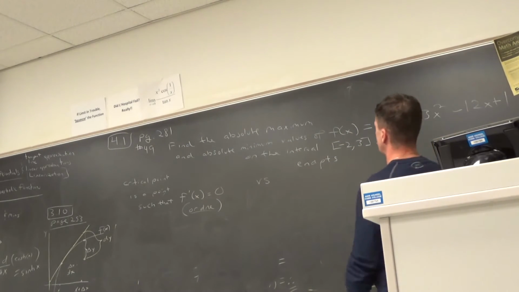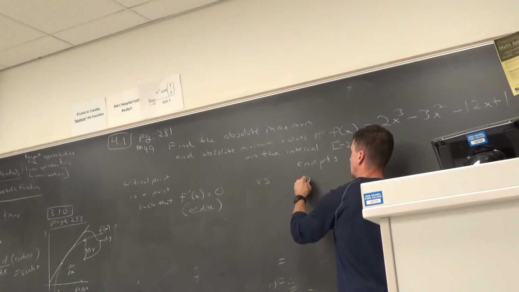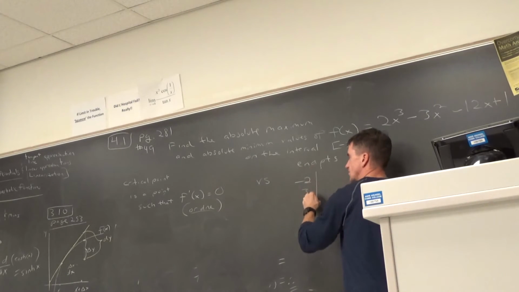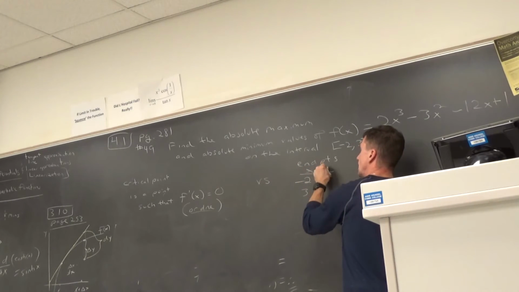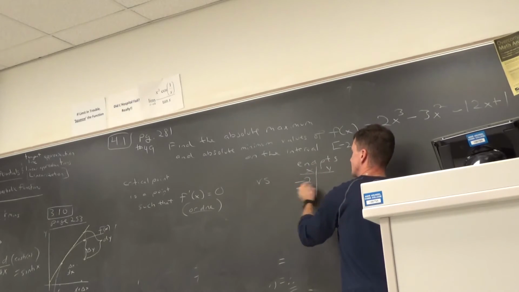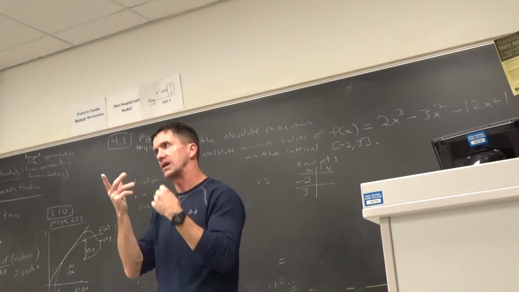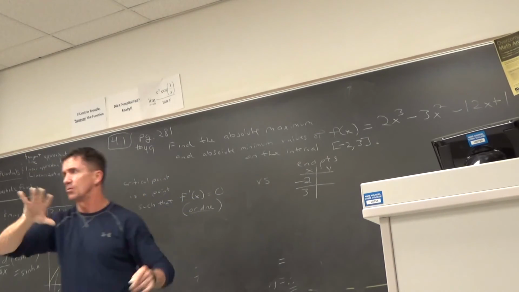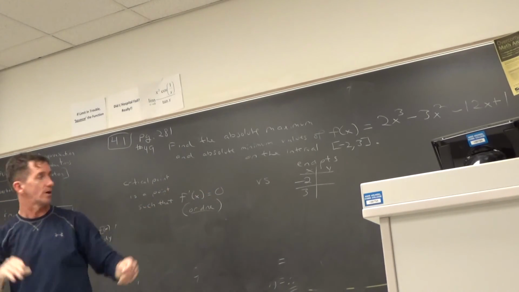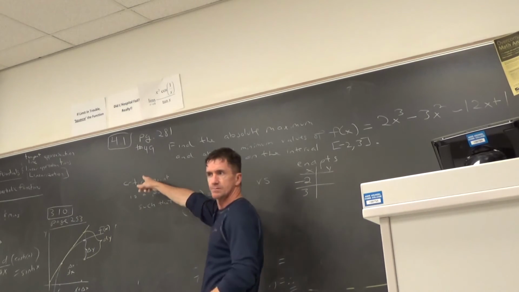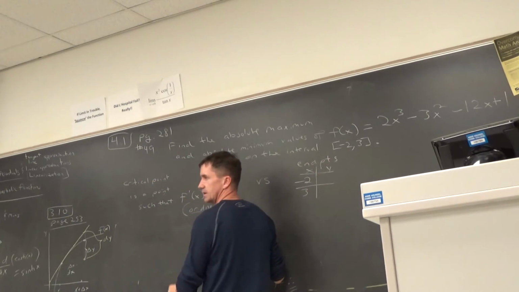All right, first of all, what are my endpoints? Negative 2 and 3. All right, let's just get a little table ready. We don't have to do it right now, but I don't want to forget about this. Trust me, it happens. In a testing situation, people will forget to check the endpoint. So let's just get it up there, we'll be prepared. All right, let's go over here. These are the endpoints, right, everyone? Here are our critical points.